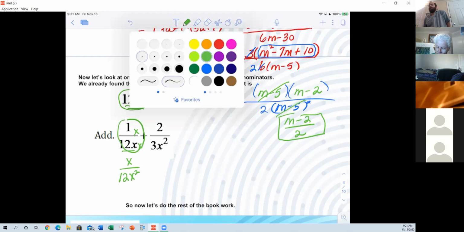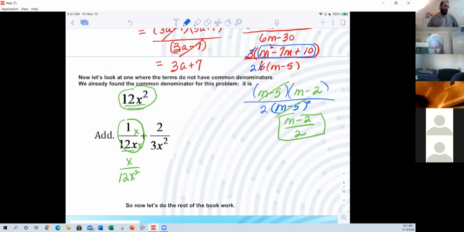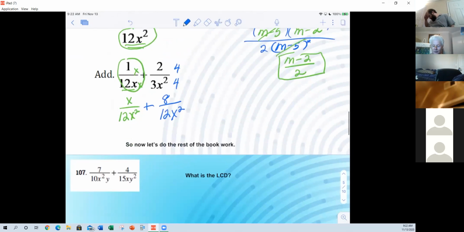So now I'm looking at the second piece. How can I get 3x squared to look like 12x squared? What would I have to multiply that by? 4 over 4. Yes, because you always want to be multiplying by the number 1. So that's going to give me plus 8 over 12x squared. Now I have a common denominator. So now what do I do? You just add the top ones together and keep the bottom.